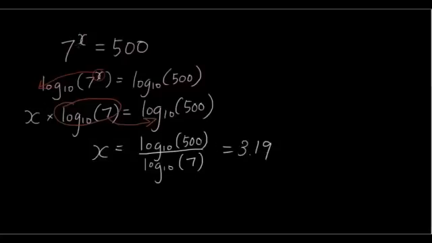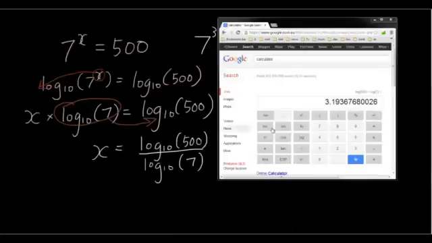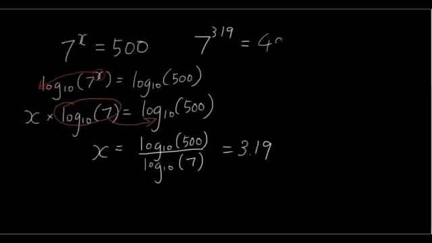Okay, and try to see that it works. So if we put 7 to the power of 3.19, check that it's working. 7 to the power of 3.19, and you get 496.43. And the reason why it's not exactly 500 is because we rounded it off at 2dp. Okay, otherwise it'll be exactly the same, so make sure you write 2dp there.